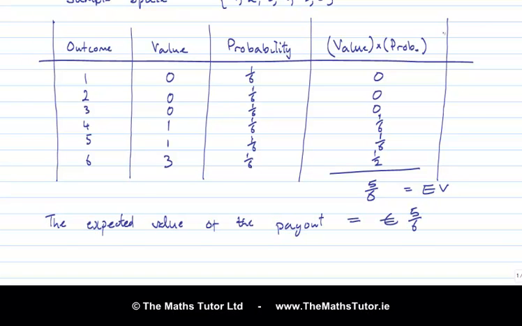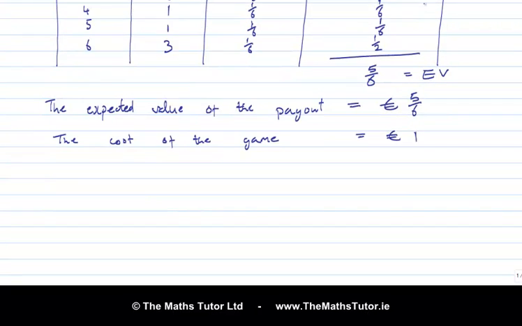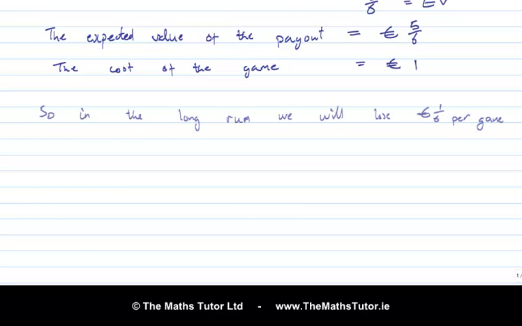And now to decide whether or not the game is fair, we just have to compare that to the cost of playing the game. So remember that the cost of the game was €1. So this means in the long run, we pay €1 per game and we get back 5/6 of €1 per game. That is in the long run on average. So clearly this game is not fair. Clearly what's happening is that in the long run we expect to lose 1/6 of €1 per game. So we'd say that this game is unfair.